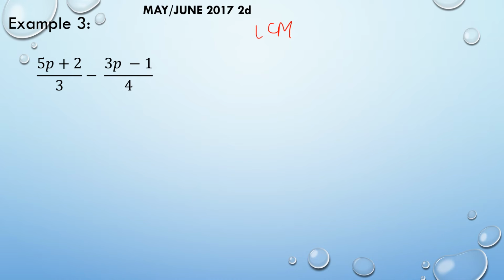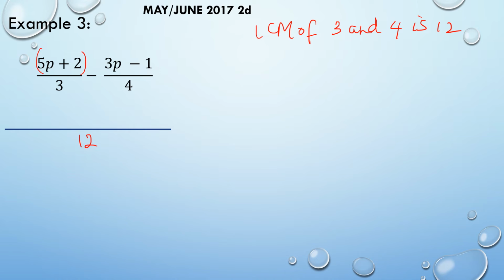LCM of the denominators 3 and 4 is 12. So I'm going to write my LCM here. 3 into 12. How many 3's in 12? 4. So I'm going to multiply the numerator by that number. 4 into 12 is 3. Multiply the numerator by that number. I'm going to write it here. It'll be 4 by 5p plus 2 minus 3 by 3p minus 1.